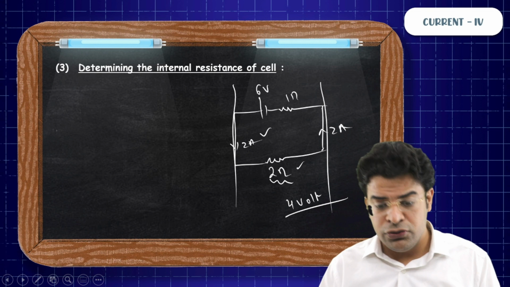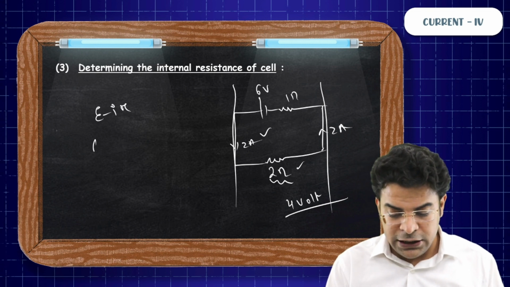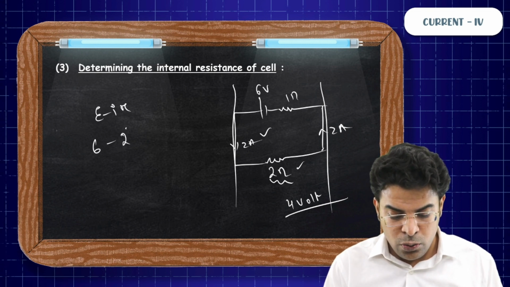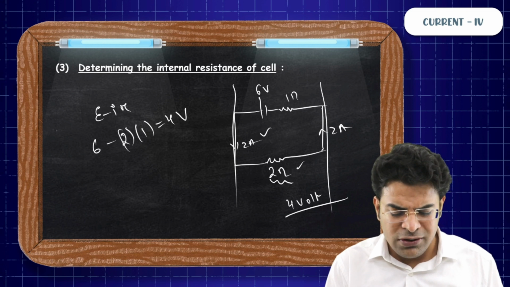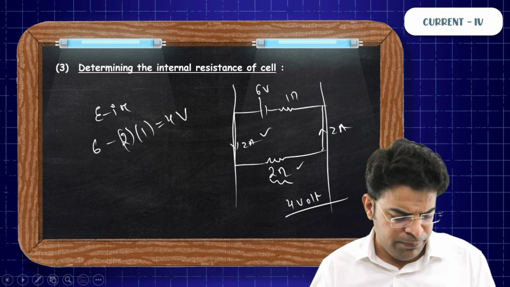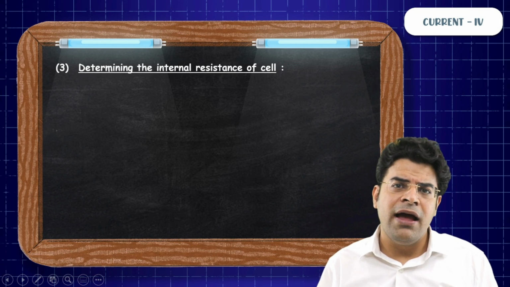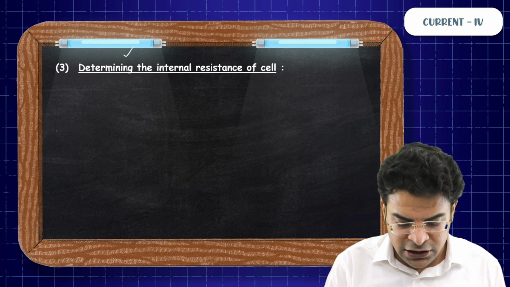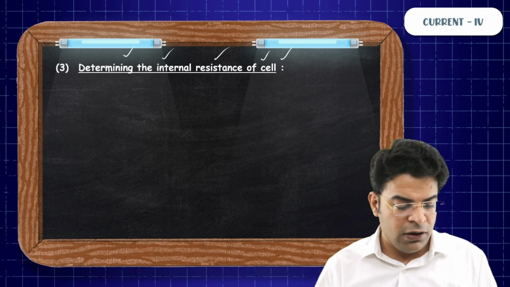You can even use E minus IR and write 6 minus 2 into 1. That gives you 4 volt. It has to be, they are in parallel, right? So why have you taught us this before you are teaching determining the internal resistance of a cell?